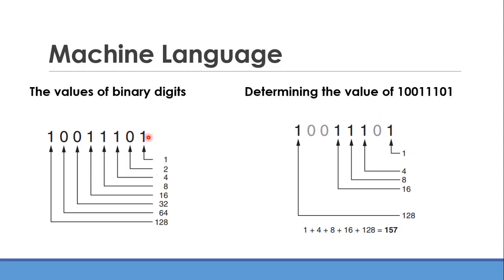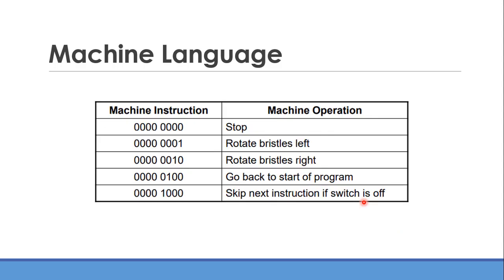So you get 1 times 2 is 1, and so on, 1, 2, 3 and 4. That is basically how you determine the value of binary digits. If you are really interested in what values machine language reads, here are some examples of binary digits for instructions.